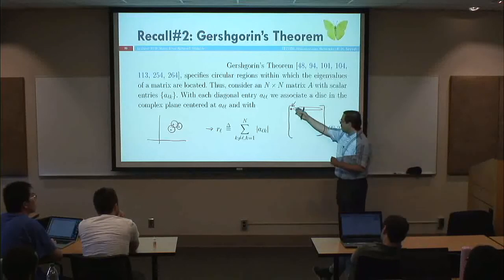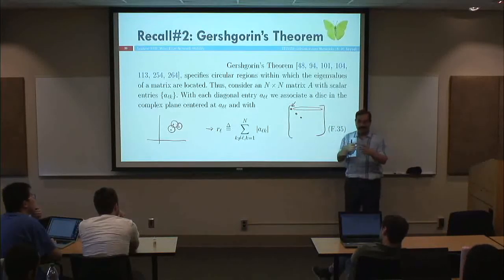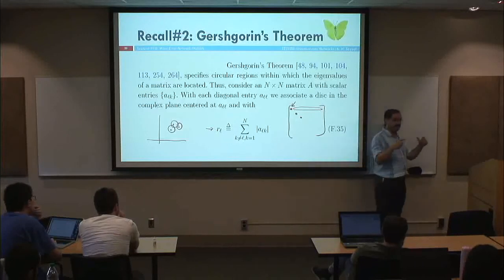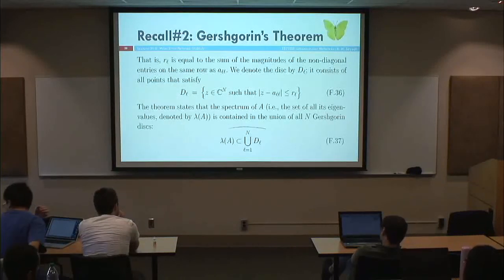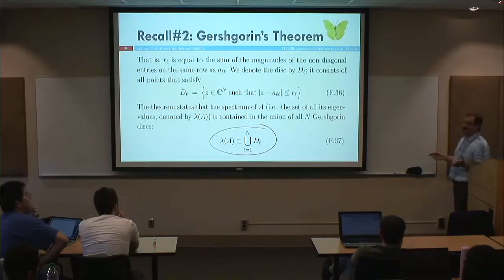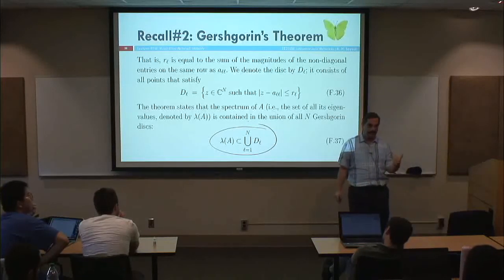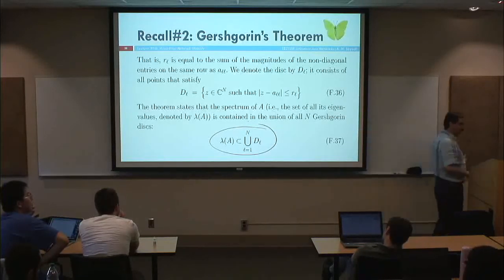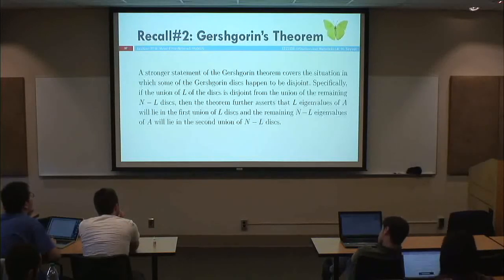So let's say this is n by n, how many of these circles are you going to have? N. The eigenvalues of your matrix lie within the union of these circles. This is what the theorem says. The eigenvalues lie within the union of these circles. So this is one part of the theorem.